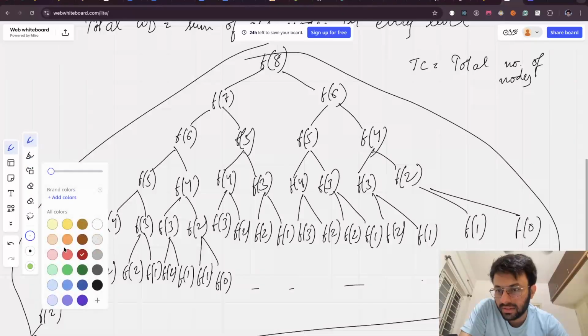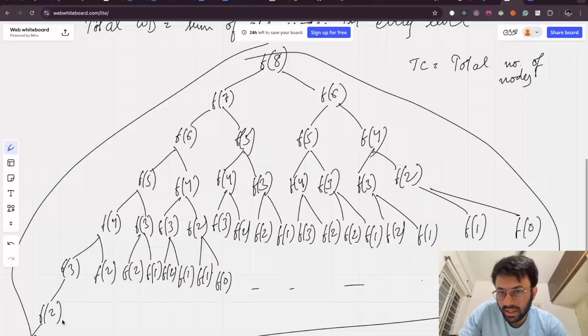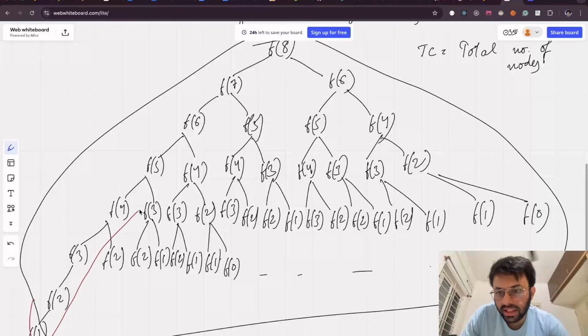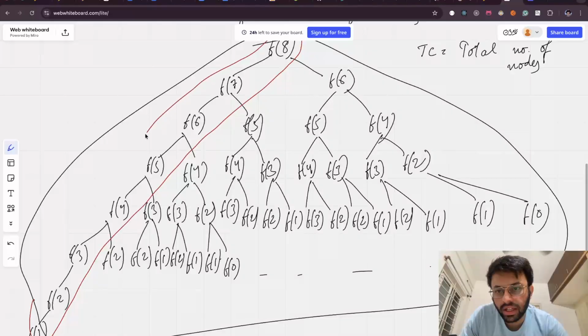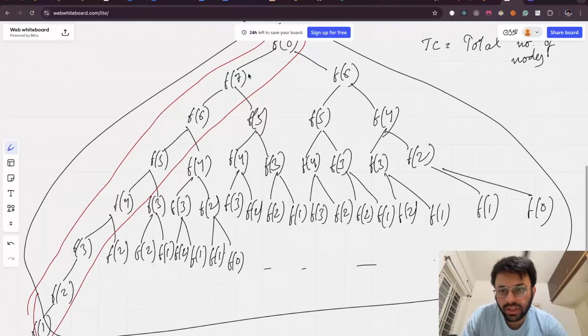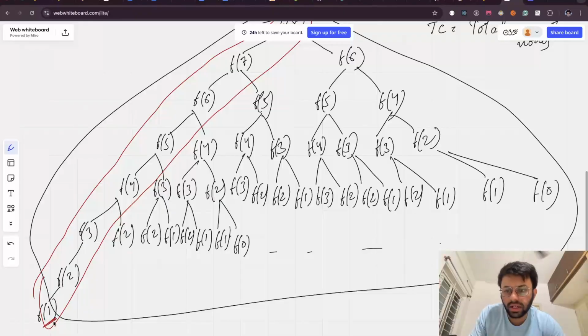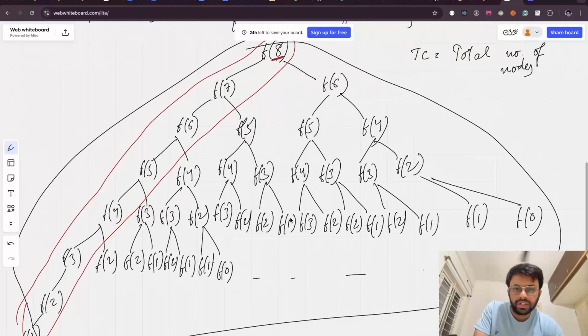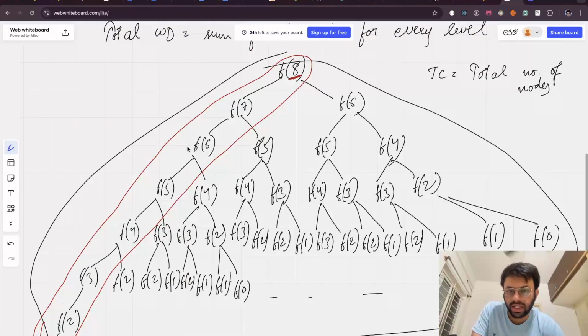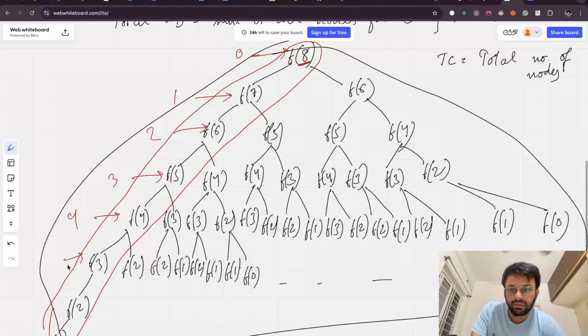This will be the longest branch of the tree. You agree? Because on the leftmost branch, it is going from 8 to 1. But on the other branches, it will reach 1 earlier. Here, what is the size of this entire branch? Call this level 0, this is level 1, this is level 2, this is level 3, this is level 4, this is level 5, this is level 6, and this is level 7.